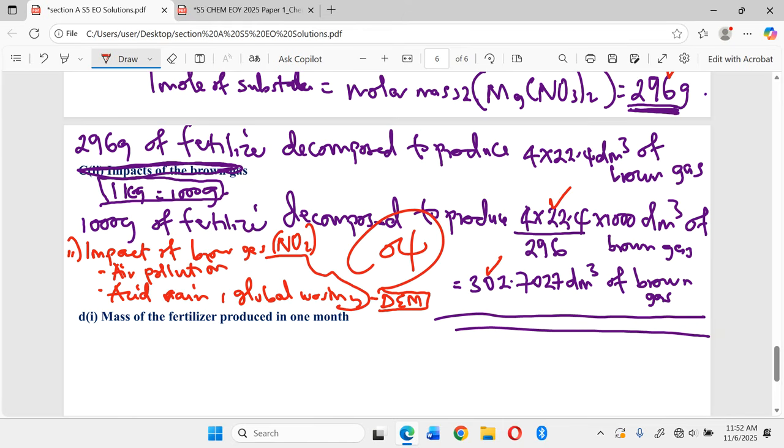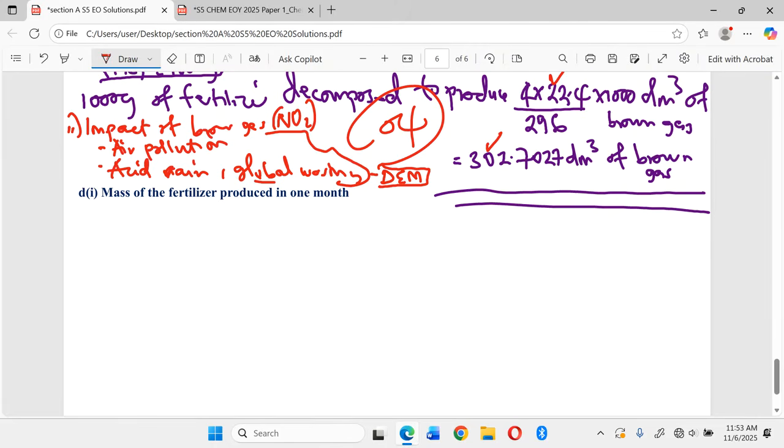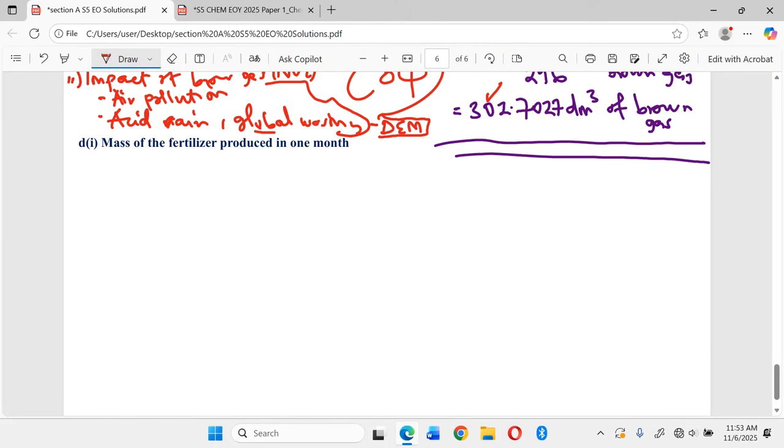How can it bring about acid rain? Explain the point and mitigate. How can it bring about global warming? Explain that point and then you also mitigate. And then let's go to part D, which is our last part.